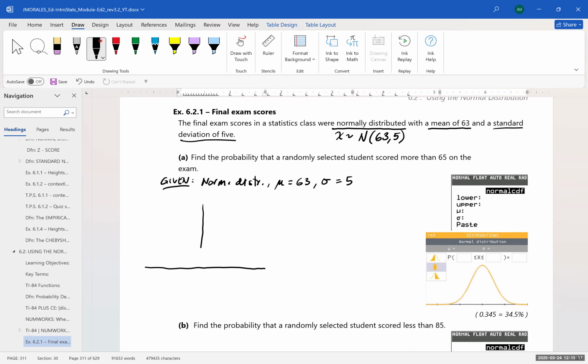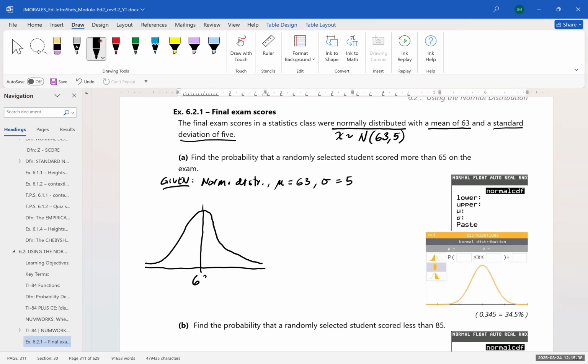Get some practice drawing a normal distribution. Again, I'm not grading your art. So there's something that looks somewhat bell-shaped, not really symmetric, but hey, it's a try. It's an effort. And so the mean is 63.